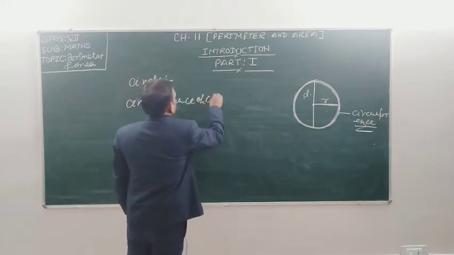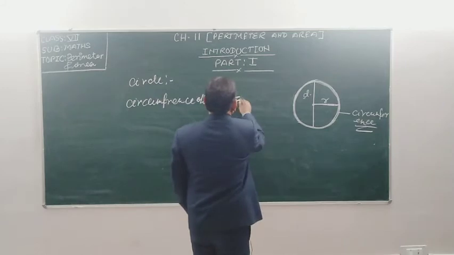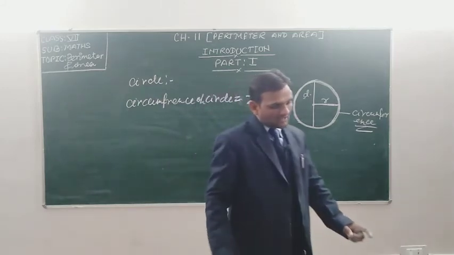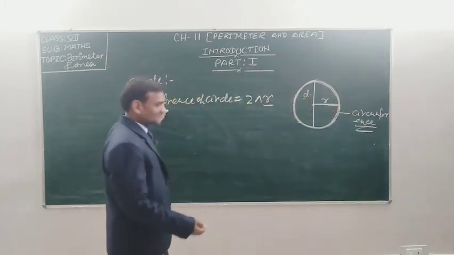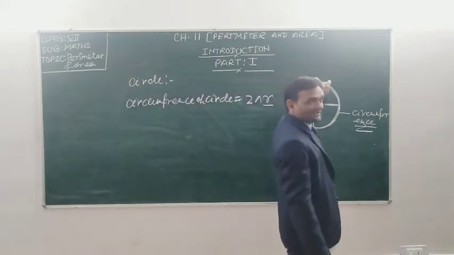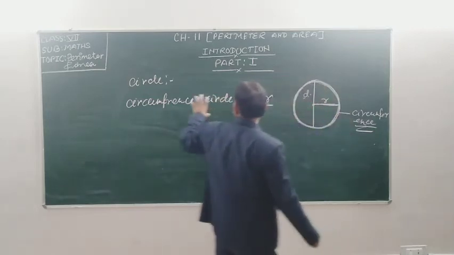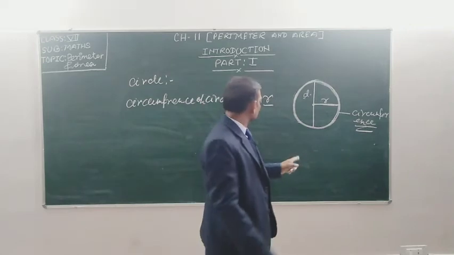Circumference of the circle is equal to 2 pi r. This is the formula for finding the circumference or perimeter of the circle. If the question asks you to find the perimeter of the circle, or the circumference of the circle, you will use the formula 2 pi r.